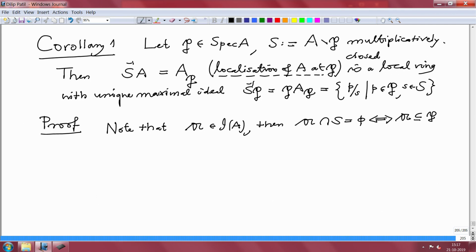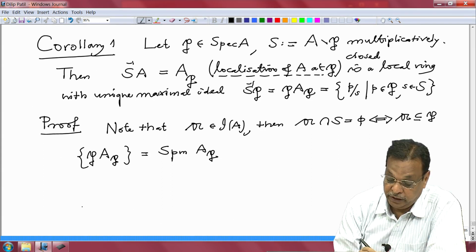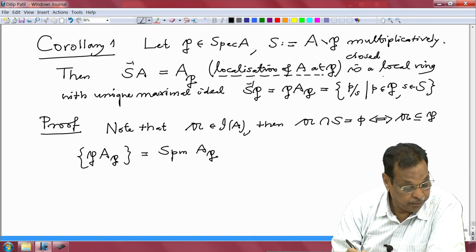This is very clear because S is the complement of P. Therefore, PA_P is the only maximal ideal. So, this is the maximal ideal of A localized at P. So, that proves the assertion that it is local and PA_P is the only maximal ideal. So, that is the statement.